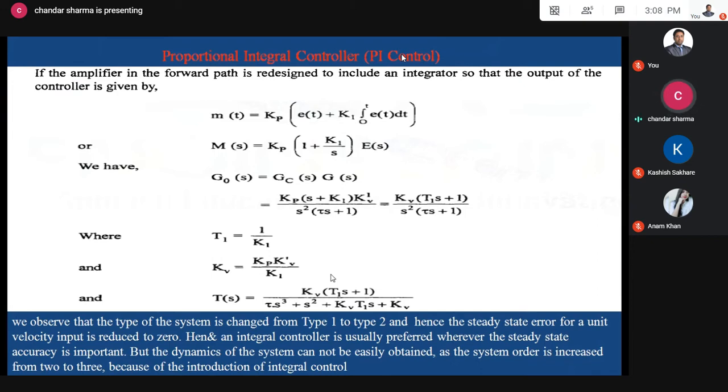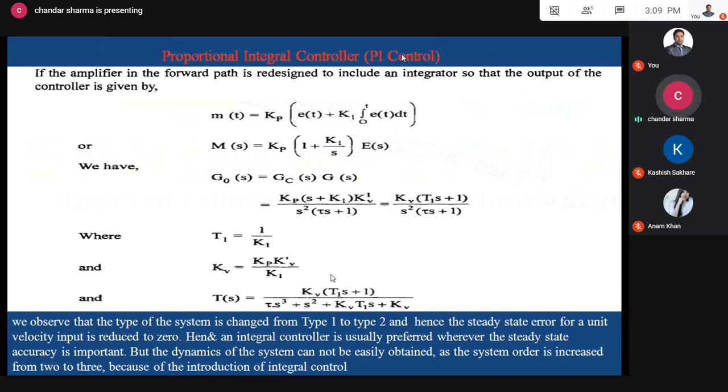Similarly, integral control is used to improve the steady state accuracy. If I introduce the integral control with proportional control, the integral control is used to improve the steady state response of the system. The PI controller is used to improve the steady state performance of the system, that is, to reduce the steady state error. How does it reduce the steady state error? By increasing the type of the system. If I increase the type of the system, naturally, more and more steady state error is eliminated.